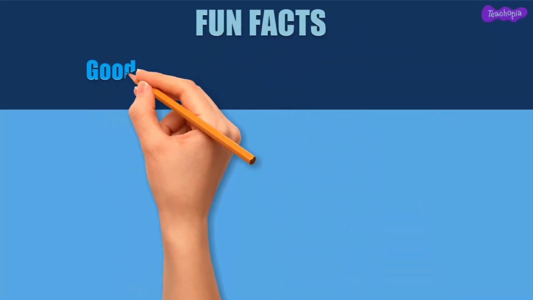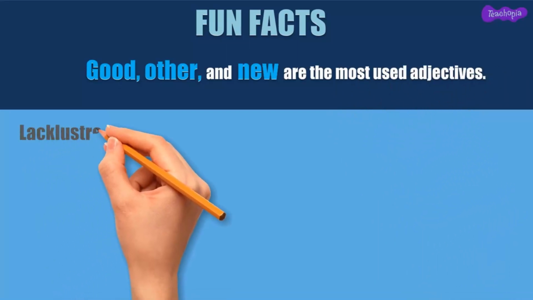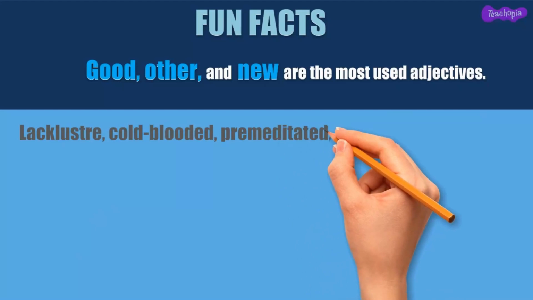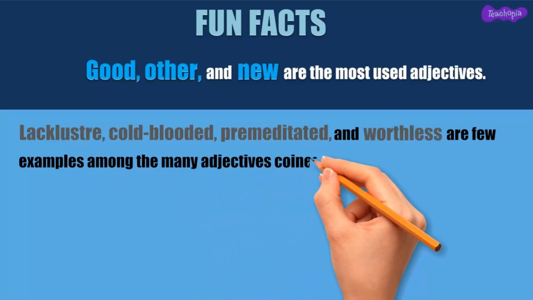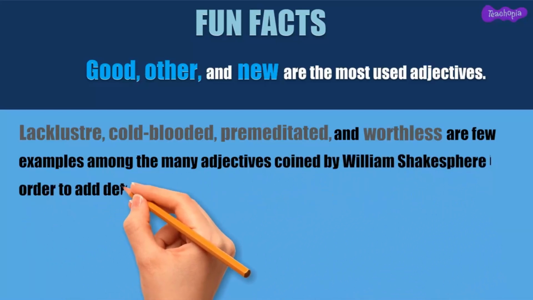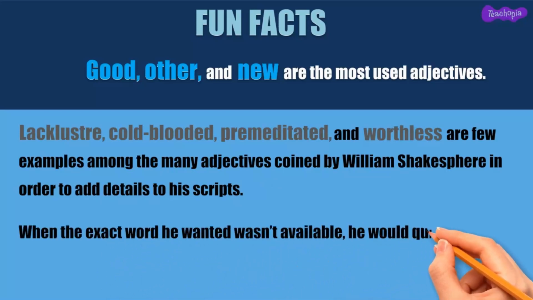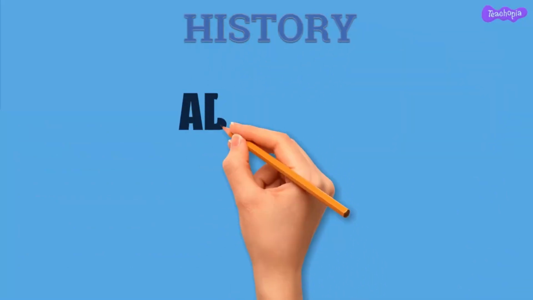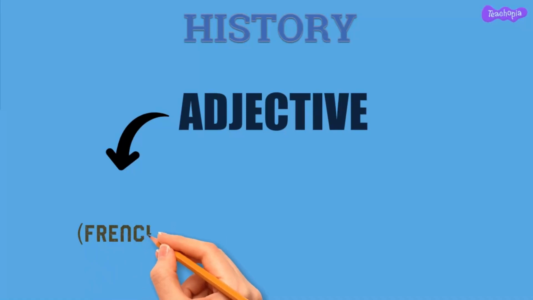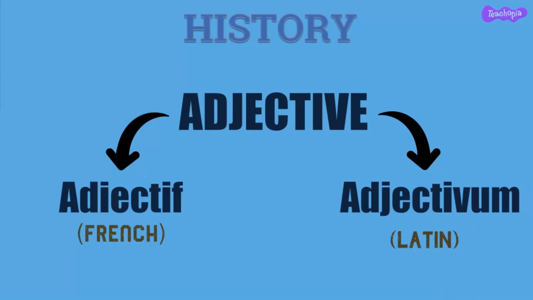Fun facts. Good, other, and new are the most used adjectives. Lackluster, cold-blooded, premeditated, and worthless are a few examples among the many adjectives coined by William Shakespeare in order to add detail to his scripts. When the exact word he wanted wasn't available, he would quite often combine verbs and nouns to create new adjectives. History. Adjective is derived from the Old French word adjectif and the Latin word adjectivum, meaning added to.